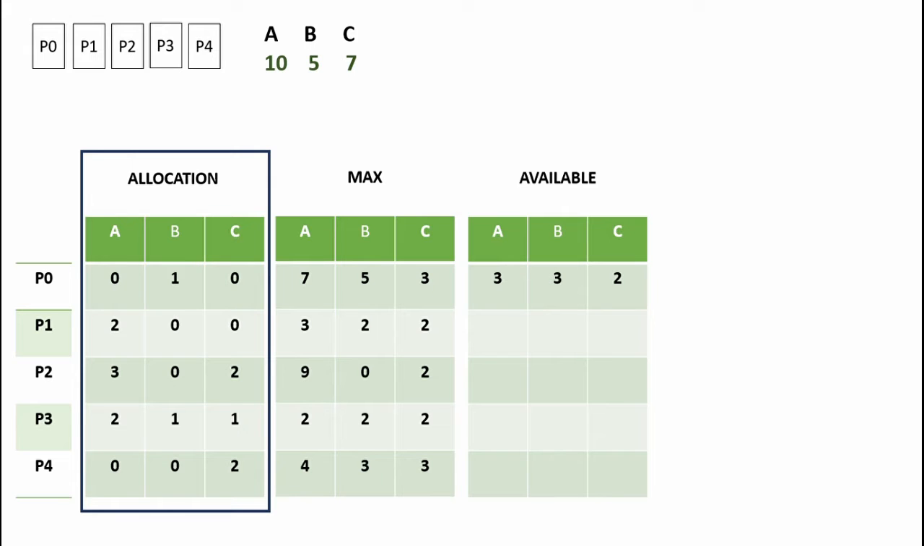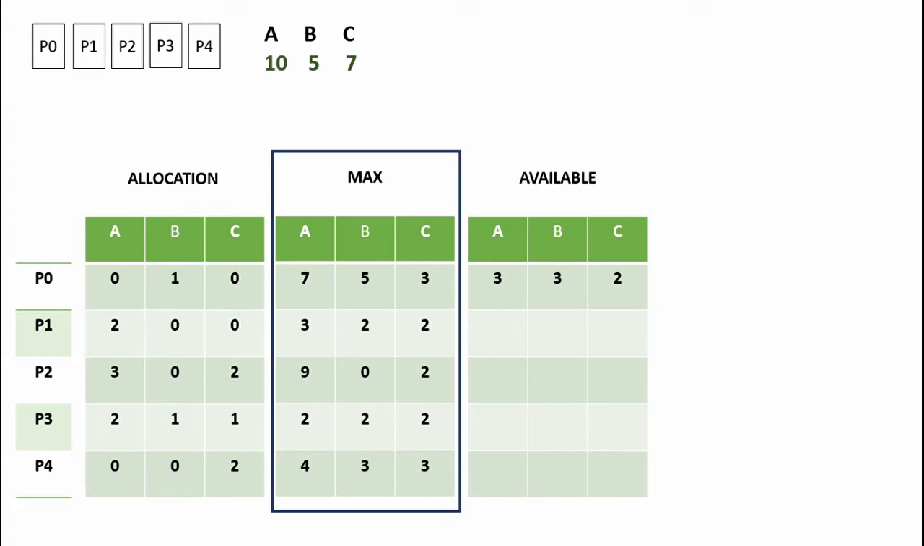This allocation array means how many instances of each resource we have given to each process. Like 0 instances of A we have given to P0 and we have given 1 instance of B and 0 instances of C. The next is the max array. Max array means the maximum number of instances of each resource that any process can demand. Like for P0, it can demand maximum 7 instances of A, 5 instances of B and 3 instances of C.